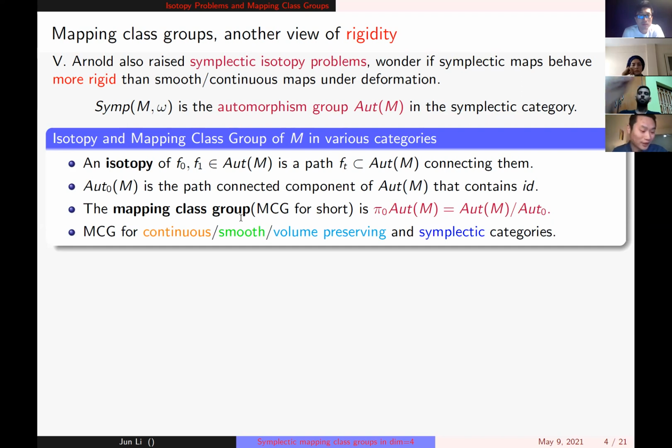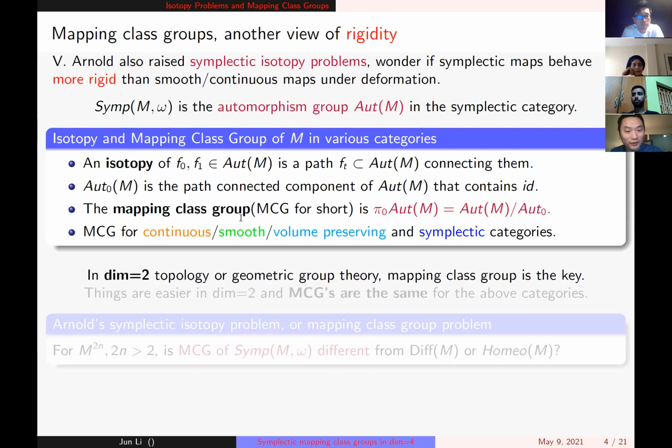Well, there are two kinds of questions we can ask. Number one is, of course, explicit computation, right? Number two is, how do we compare those mapping class groups in various categories? So in dimension 2, this is a very important object. Actually, I think one of the key objects in the field of geometric group theory.